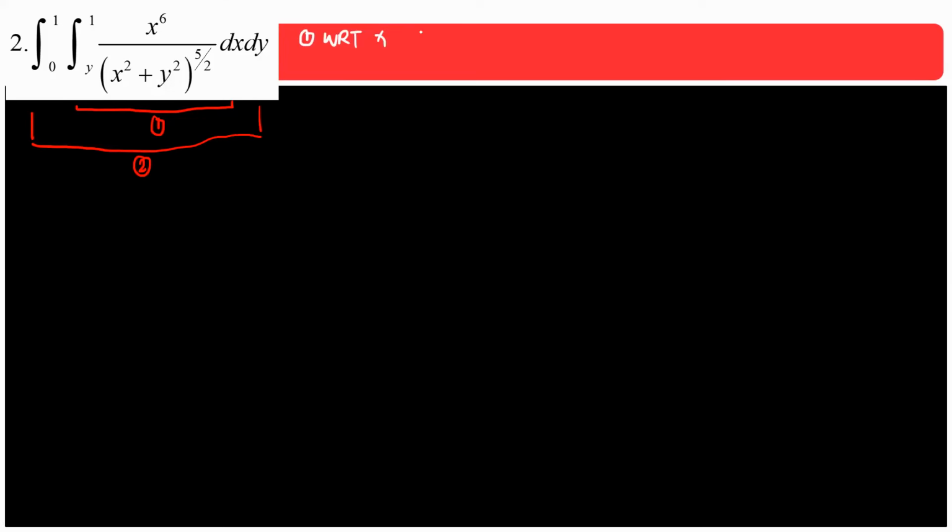With respect to x, if the u is x squared plus y squared at the bottom, where n is negative 5 over 2, you'd say that du, if it's with respect to x, y would be constant. That means this has to be 2x dx. I do not have an x on top. I have an x to the 6. So it's more than what I need. I cannot have that as well. Why? I cannot bring out the x to the 5.